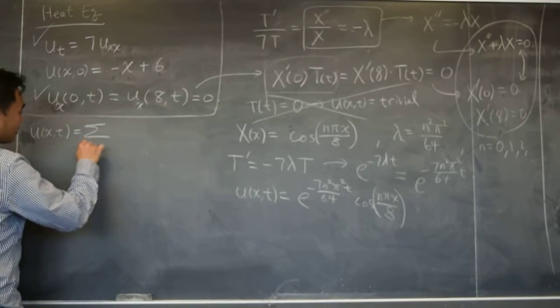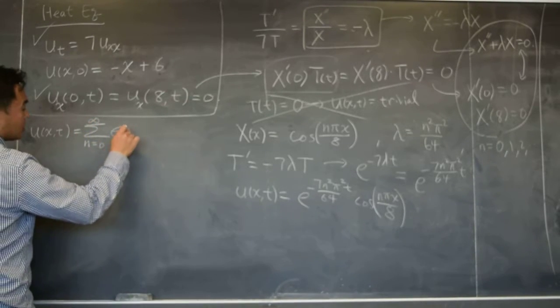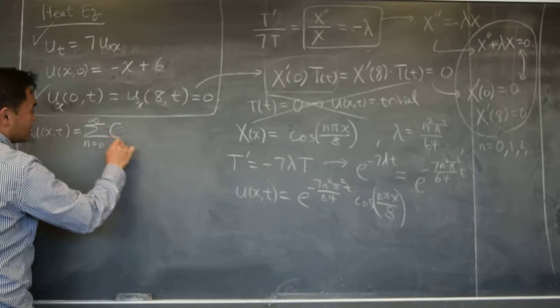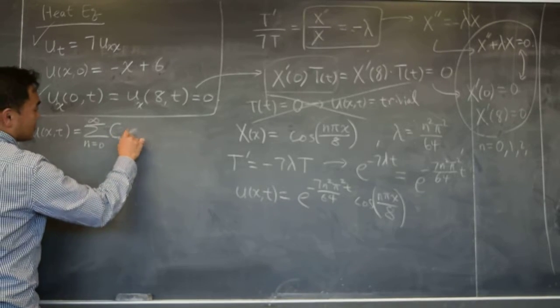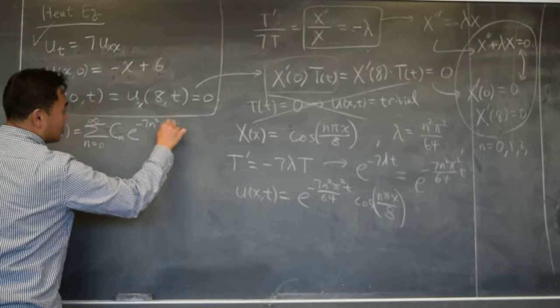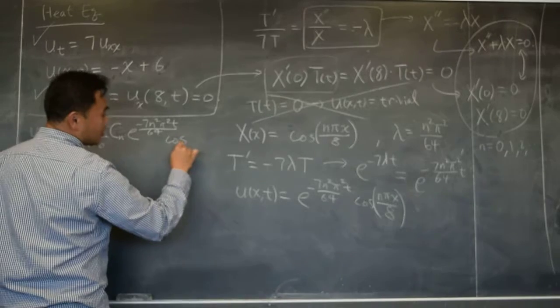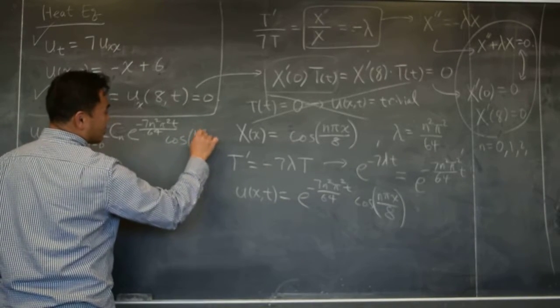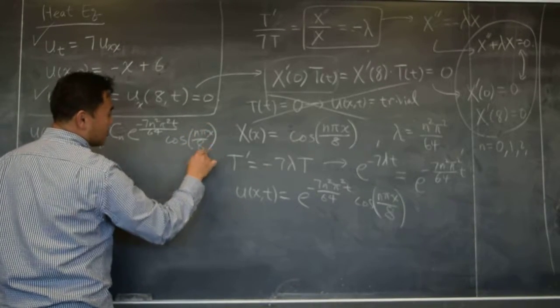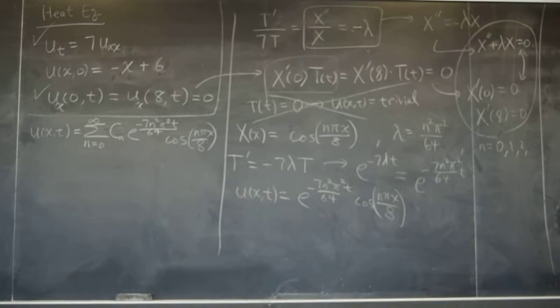sum of n from 0 to infinity of some constant Cn times e to the negative 7 n squared pi squared t over 64 times cosine n pi x over 8. Okay, so that's your u(x,t).